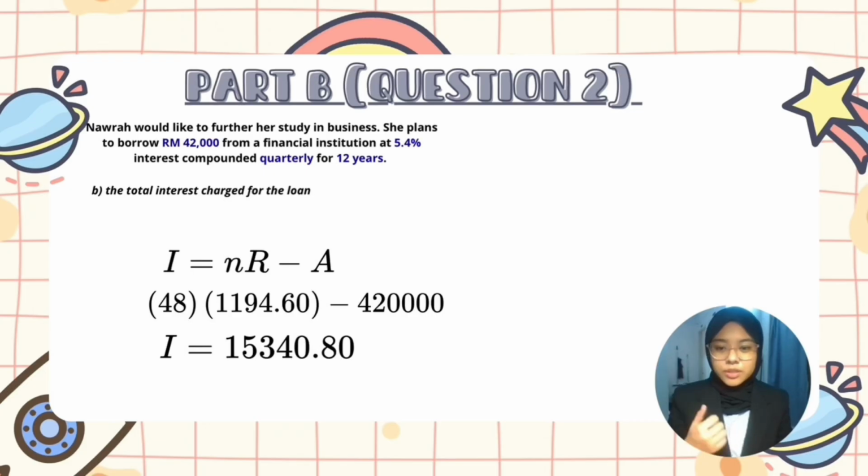Now, let's go to question B. For question B, we have to find the total interest. To find the total interest charge, I use the formula I equals N multiplied by R minus A. Substitute the values. 48 multiplied by 1,194 ringgit and 60 cent minus 42,000. So we get the answer. The total interest charge is 15,340 ringgit and 80 cent.